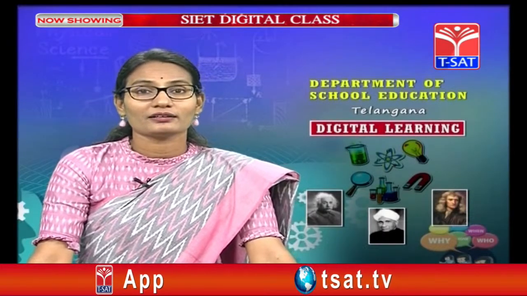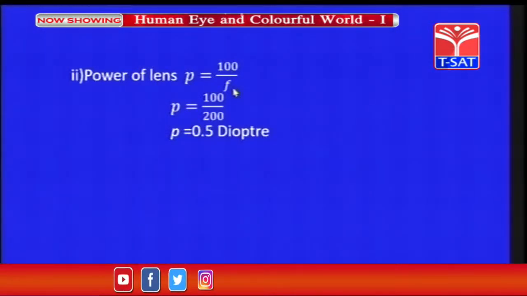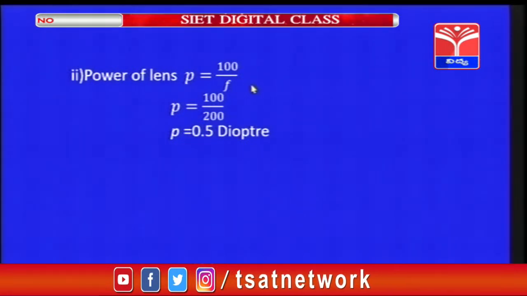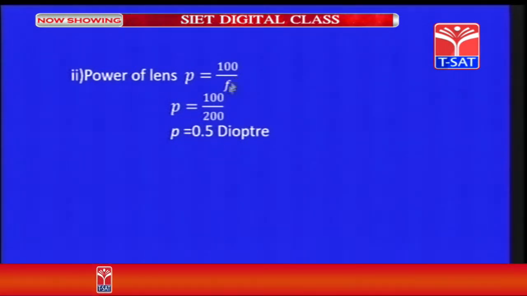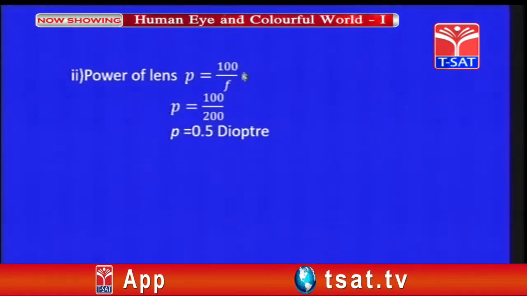Now calculate the power of the lens. Power of lens P equal to 100 by F. Why am I choosing 100 here? Because F is taken in centimeters. Here the focal length of the lens is given in centimeters. That's why I choose this formula, P equal to 100 by F.